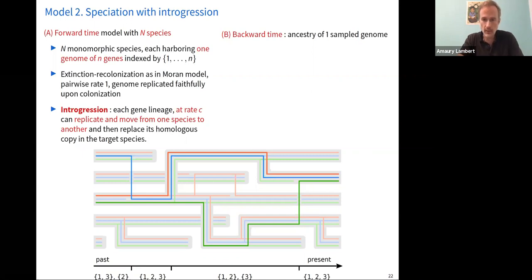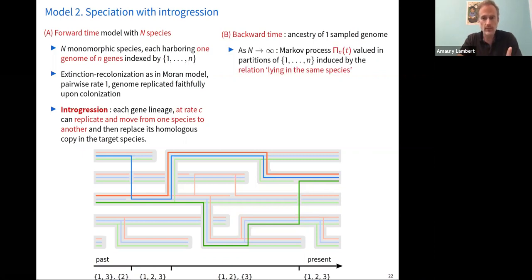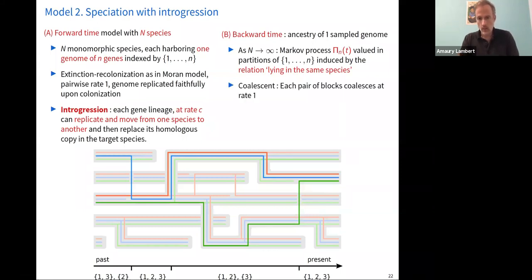And now in backward time, you look at the ancestry of one sample genome. Okay, so you look at the genome on the right, and you follow its ancestry from right to left. When you do that, you're following actually a partition induced by the relation 'lying in the same species' that I introduced in the previous slide. Of course, you have these coalescent events, which are the dual to the colonization event in forward time, so that each pair of blocks coalesces at rate 1.